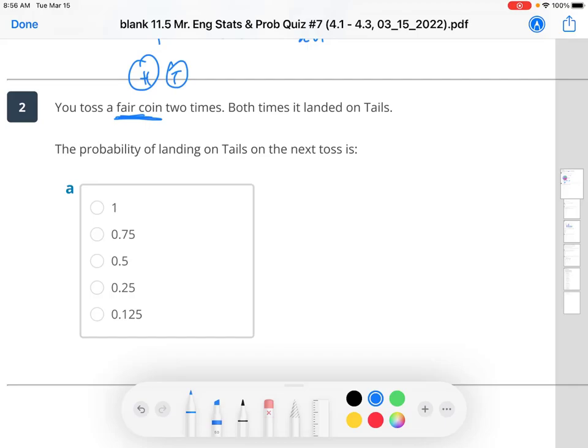And this has to do with the idea that there are no hot streaks, right? You're like, oh no, it just landed on tails 2 times, so it's going to be harder to find tails, but in the long run, it's still the same, so 0.5 is your answer.